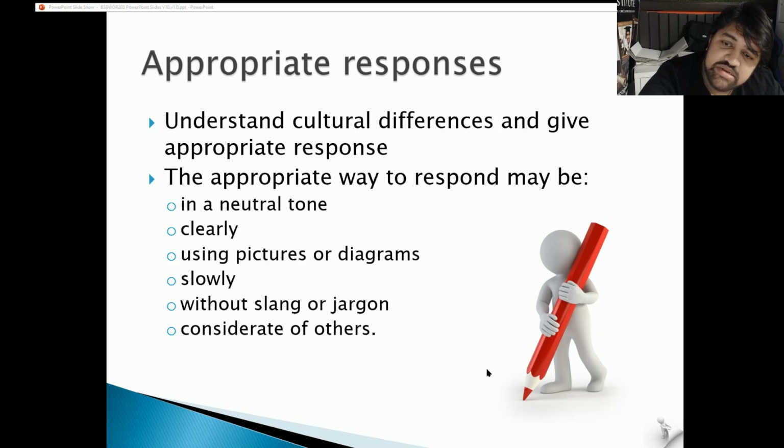The appropriate way to respond may be in a neutral tone, clearly outline what the problem is for you, using pictures or diagrams, take it a bit slower, and be swift and directly to the point. Don't use slang or jargon. Be considerate for that person and gauge what their skill level is so they can understand you at a certain pace.